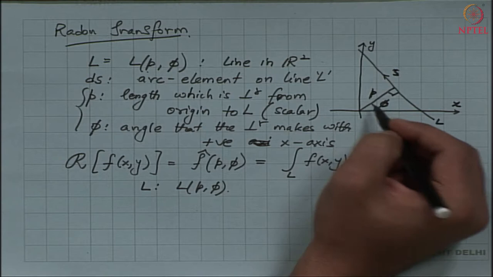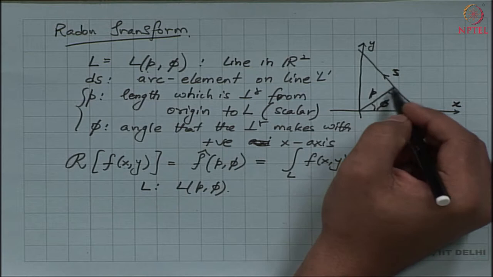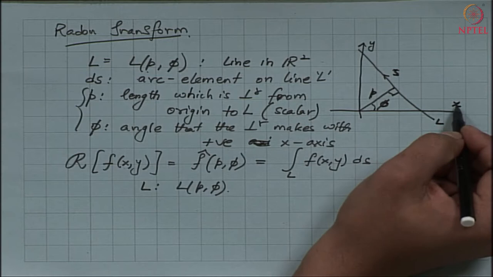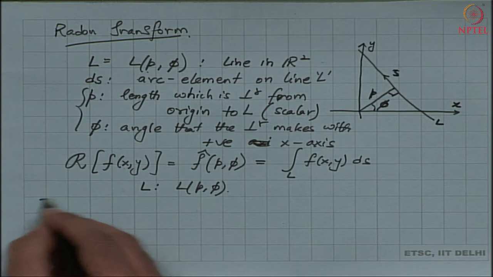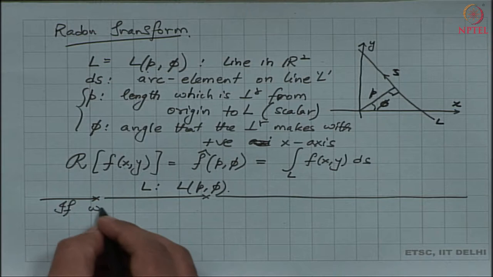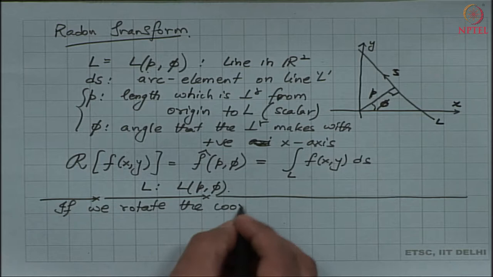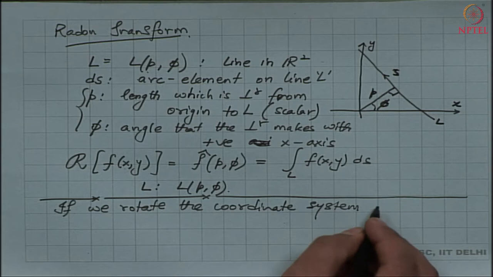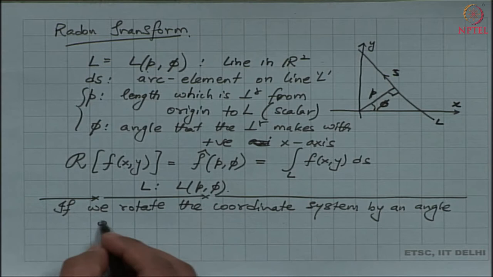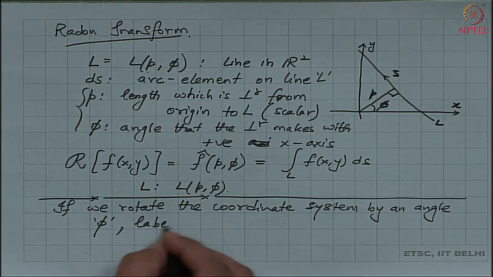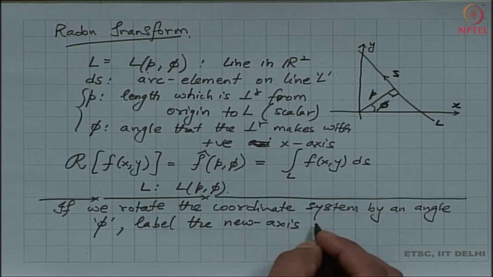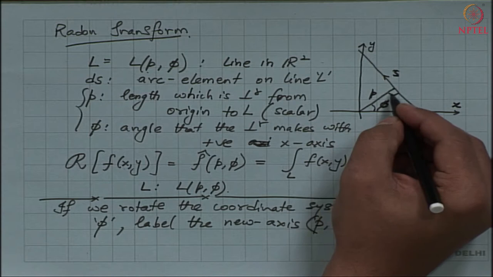So I am going to choose two similar quantities. So p is a length, and then of course I choose another length s, which is perpendicular to p, similar to the fact that we had x and y axis which were perpendicular to each other. So which means we are going to do the following. If we rotate the coordinate system by an angle phi and label the new axis by p and s. So p is the perpendicular distance from the origin to the L, and s of course is along the line. So s and p are perpendicular to each other.